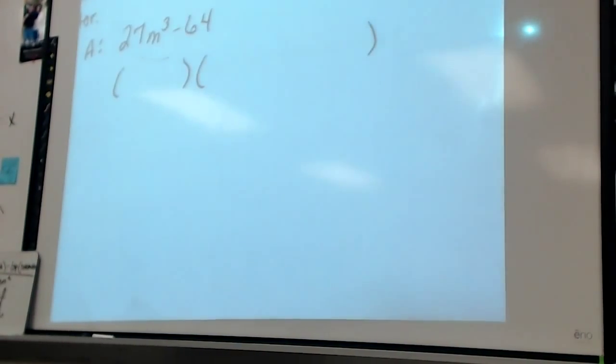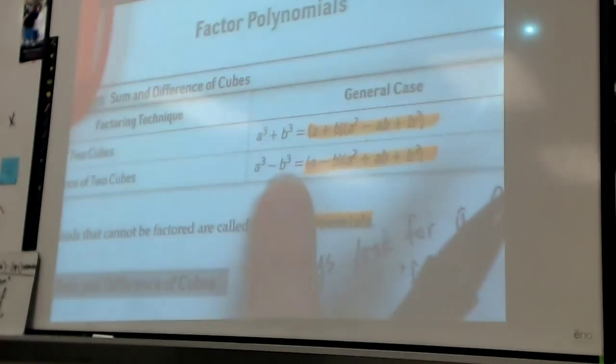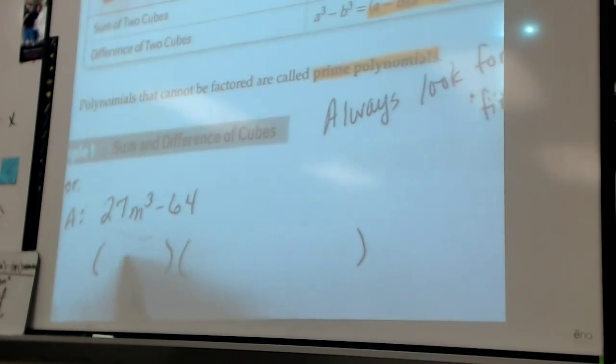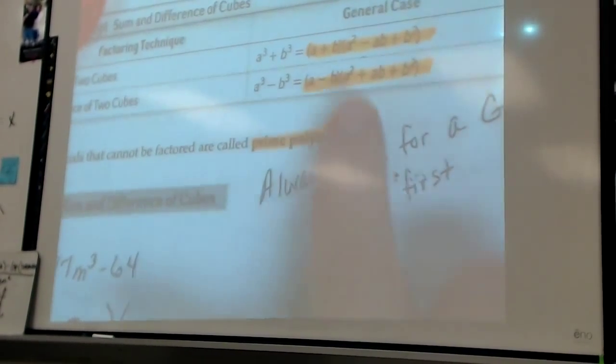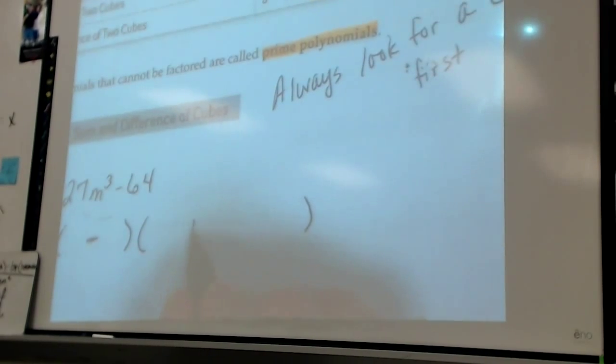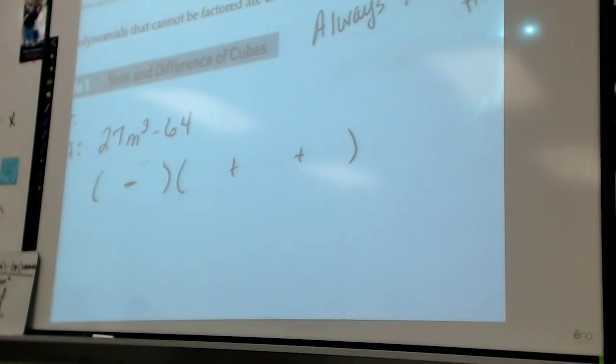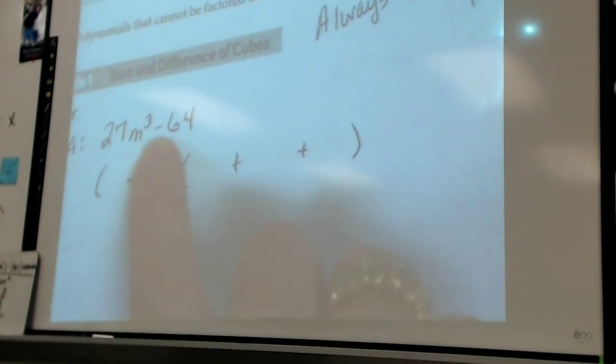So what you're going to do is you're going to use the little pattern. Now up here, if it's a difference, we're going to have a binomial factor that has a subtraction sign here. And we're going to have a trinomial factor that has 2 plus signs, 2 addition signs. So now you don't have to worry about signs. So just don't even worry about that negative that's there now. We've already taken care of the signs. All we want to do now is take the cube root.